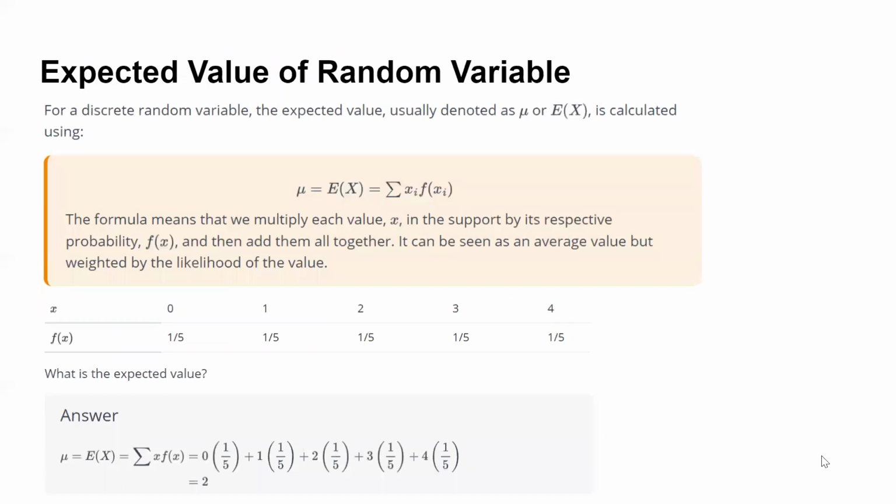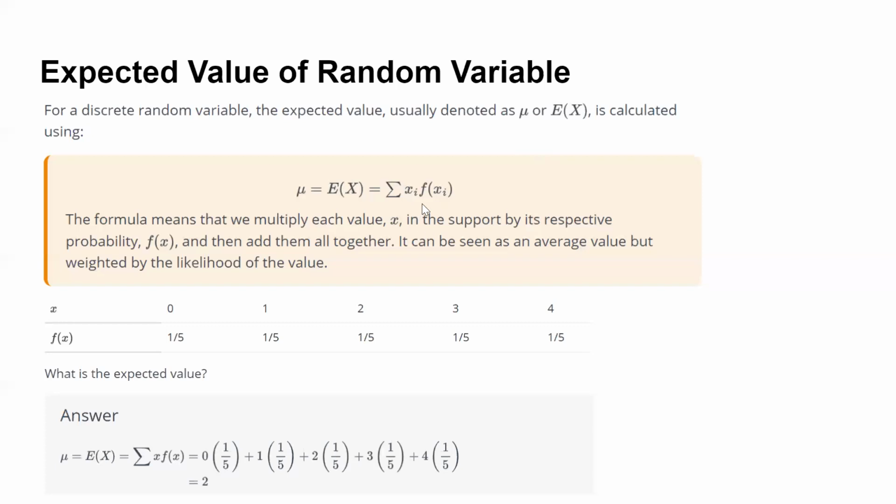Now coming to another thing called expected value of a random variable. So what is expected value? Expected value is related to the average value, the mean, but it is more defined for a distribution. For a discrete random variable, the expected value is usually denoted by mu. This notation is nothing but the expected value notation. And the formula for expectation is the summation of xi f(xi).